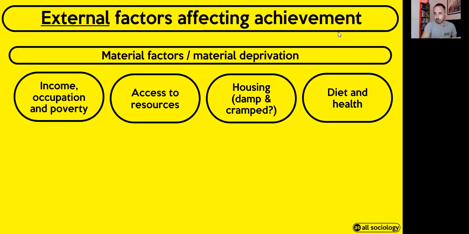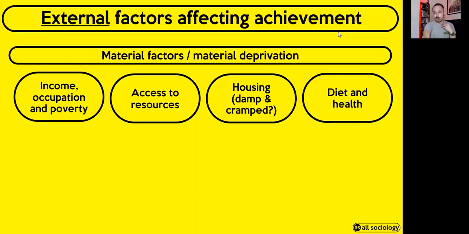Now, the income, occupation and poverty thing is kind of self-explanatory, but when we think about access to resources, what we're thinking here is: do you or does your family have the ability to provide you with things like your own copy of a textbook, your own revision guide, your own computer to do work from home? Maybe have they got the money to provide you with a personal tutor? These kind of things. If you don't, that could be an argument for material deprivation, and one of the reasons why working class kids don't do as well in school. But this is not just about class, it extends to gender, extends to ethnicity as well.